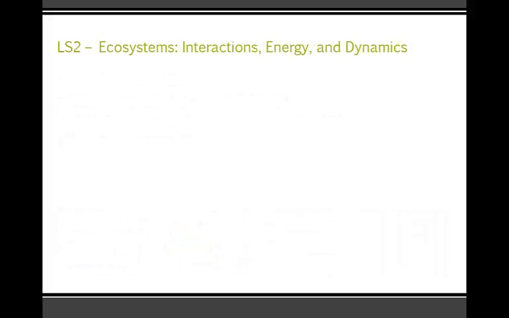LS2, ecosystems, interactions, energy, and dynamics, is the second core idea in life sciences, and the overarching question here is, how and why do organisms interact with their environment, and what are the effects of these interactions? Within this, we have 4 topics.